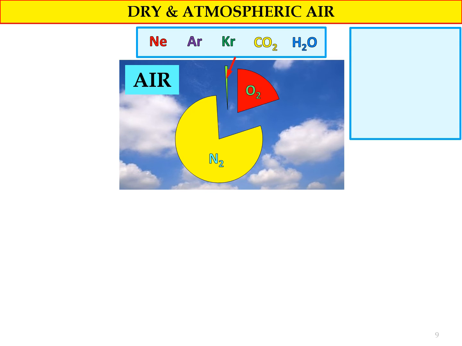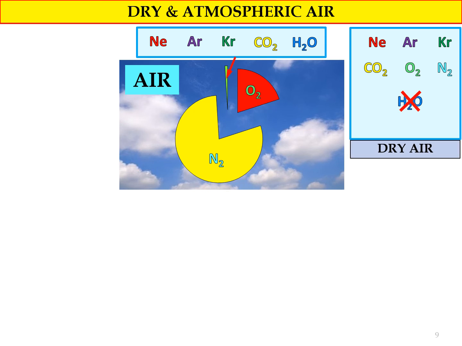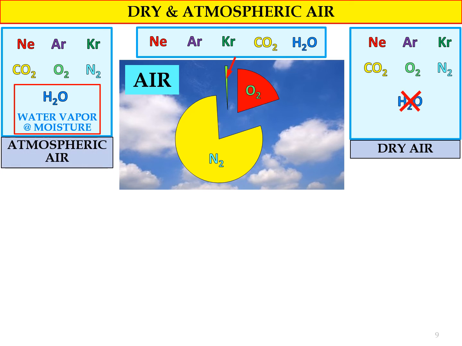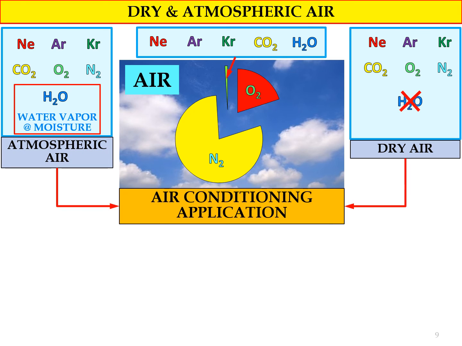And let's say we have all the content of the air, but we do not have any water content inside it. This kind of thing is called dry air. And for the case where we have all of it, and we also have H2O, which is also referred to as the water vapor or moisture content, this is the atmospheric air. So to design an air conditioning system, we should consider both of these, atmospheric air and also dry air.